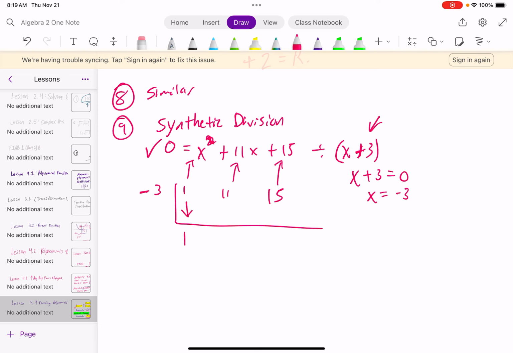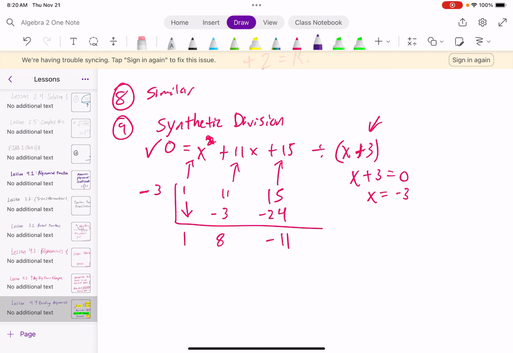Bring down the 1. 1 times negative 3 is negative 3. 11 plus negative 3 is 8. 8 times negative 3 is negative 24. Plus 15 is going to be negative 11.